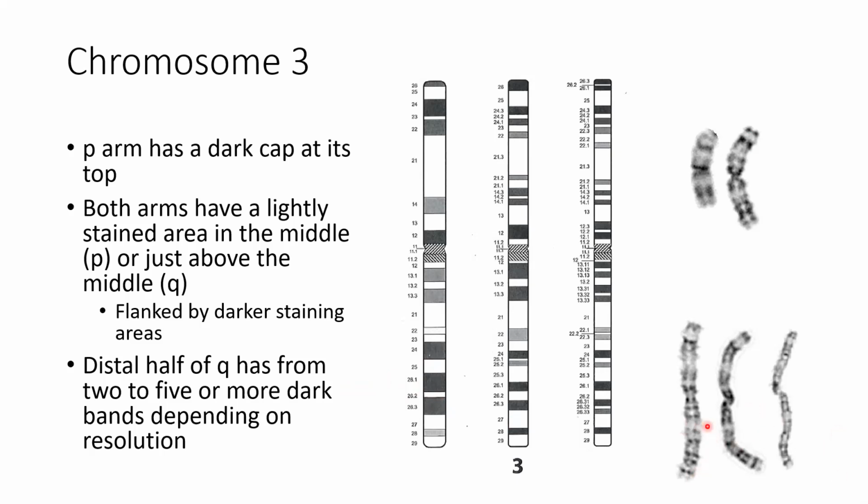But like I said, when I look at 3s, I'm looking for that dark cap. I'm looking for the lighter area. Then I'm looking for a gap that separates 2 dark band regions, and then in the Q arm, a gap that separates the proximal from the distal dark region. So that's our A group chromosomes.